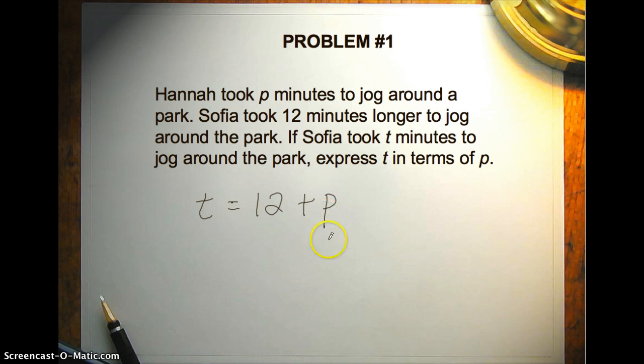And so then we can call this p, our independent variable, and this is our dependent variable. Please make sure you write this down. Let's try the next problem.